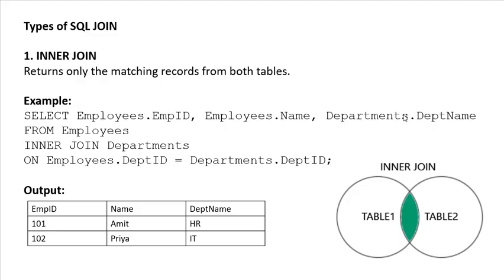Let's check the example: SELECT employee.employee_id, employee.name, and from the other table department.department_name, FROM employee INNER JOIN department ON employee.department_id = department.department_id; with a semicolon. So the output shows the employee ID, name, and department name, found using the department ID. Amit is in the HR department and Priya is in the IT department.